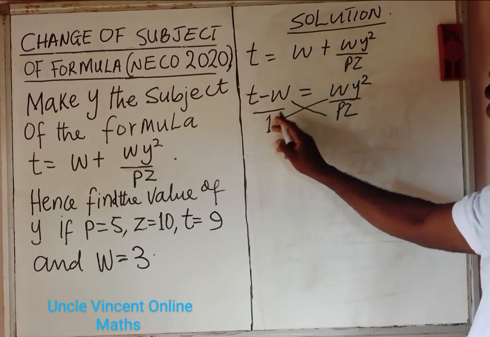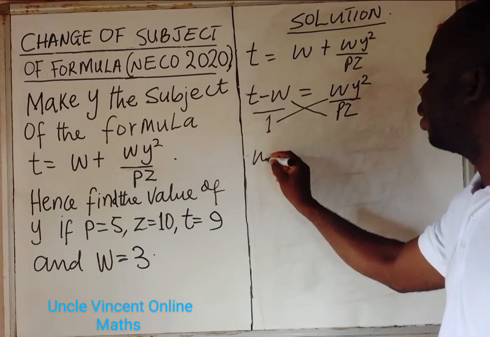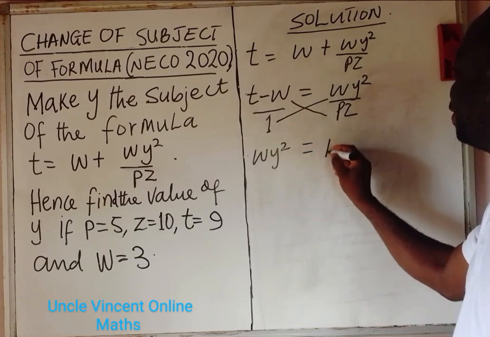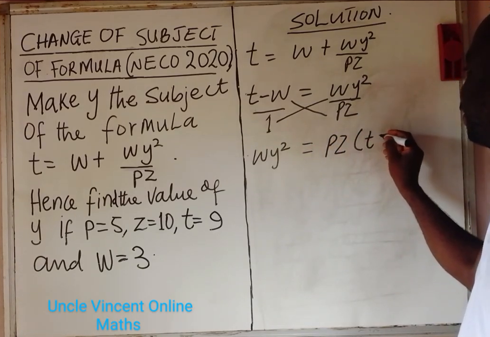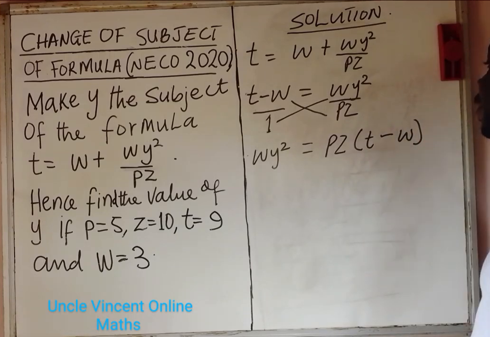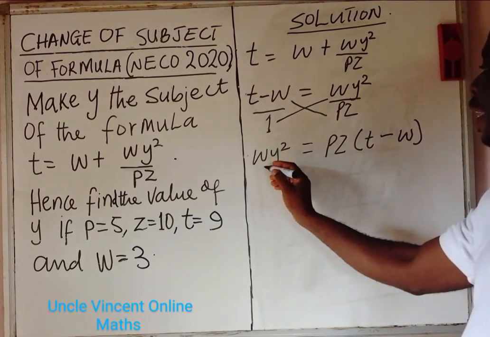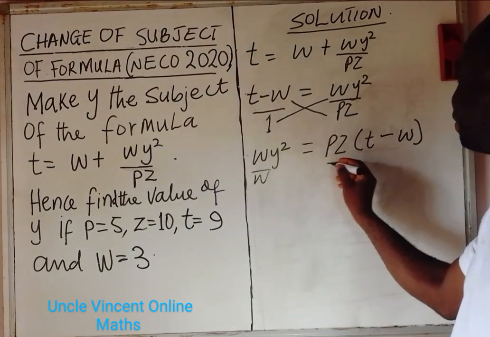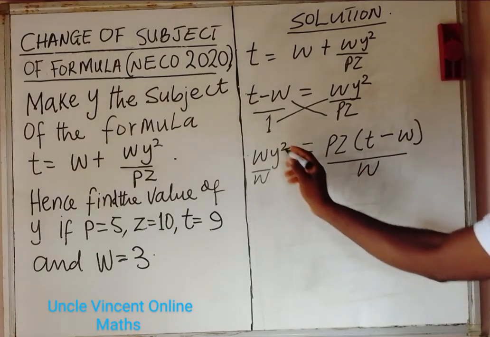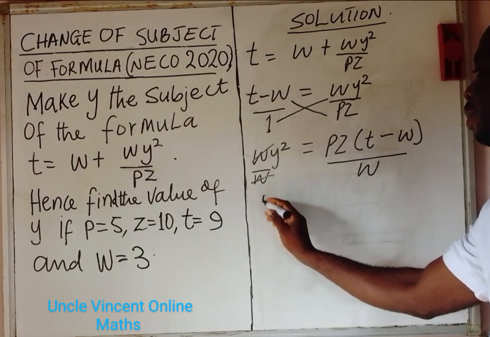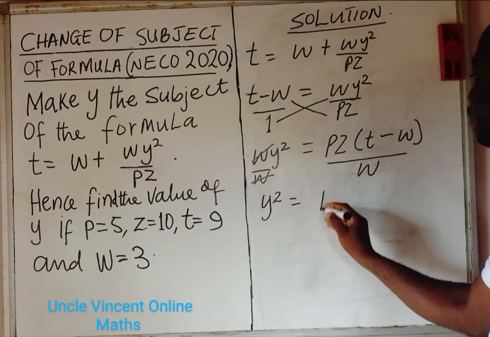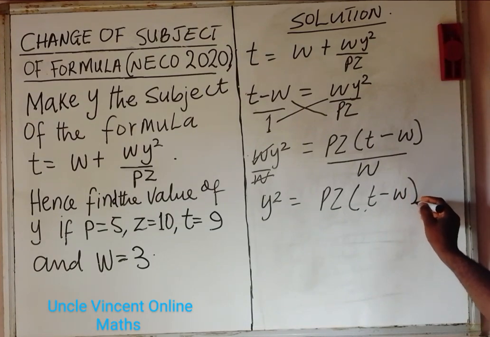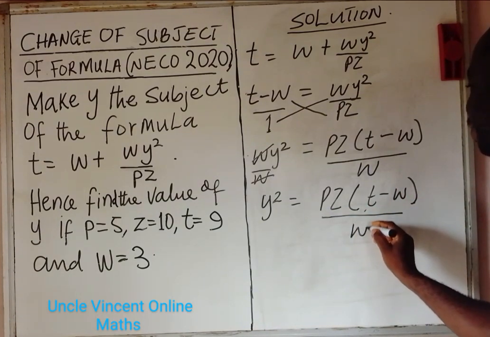So if we do that, 1 times wy squared will be wy squared. And pz times this will be equal to pz bracket t minus w. Since we are targeting y to stand alone on one side of this equation, we divide both sides by w. So this is over w. So w will cancel out. We'll be left with y squared is equal to pz into t minus w, bracket close, all over w.